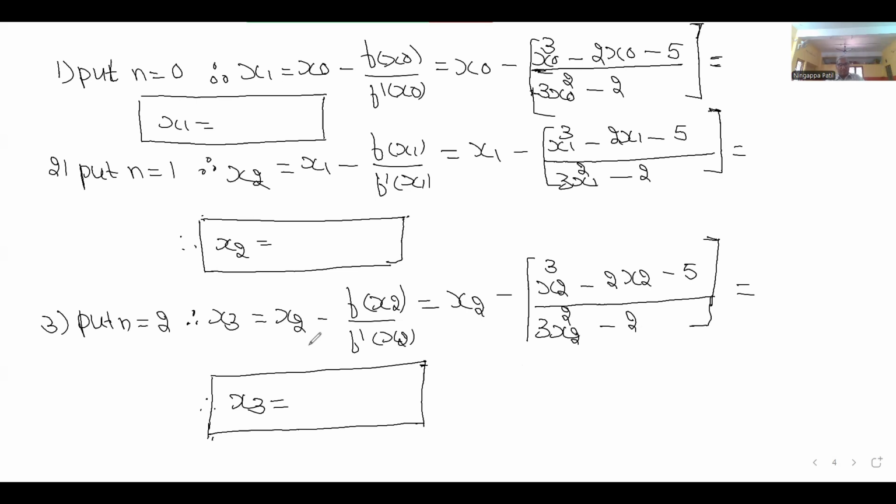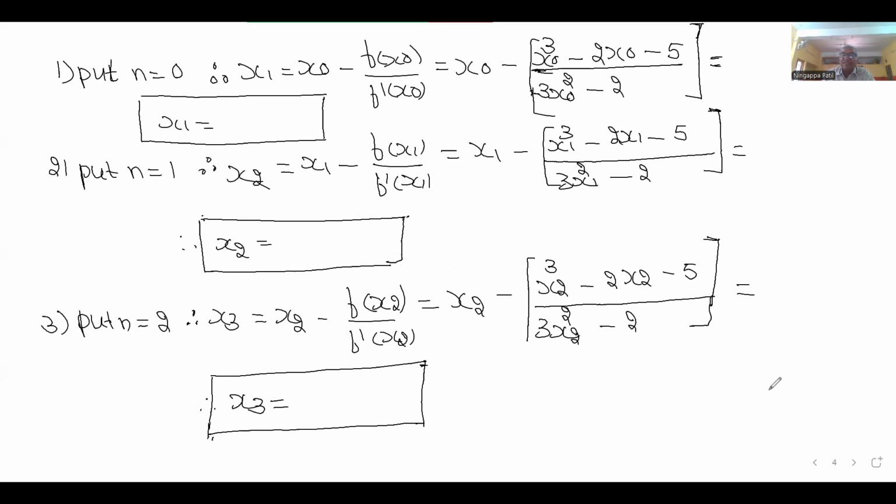Now, look here, my dear students. You have to put the x0 value and find the answer, then put the x1 value and find the answer, and put the x2 value and find the answer. The mechanical, manual calculation is very tough, so I will use the shortcut method on the calculator.